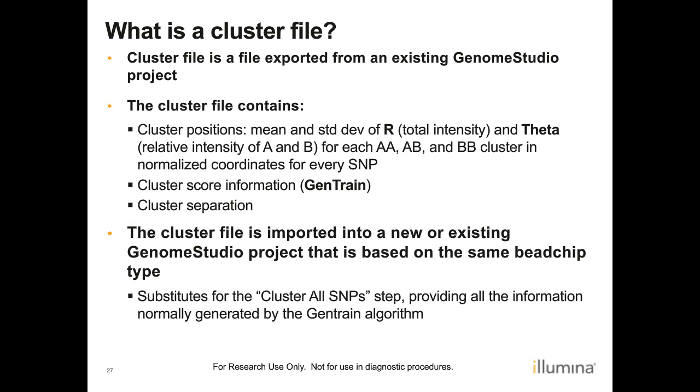It contains the cluster score information, the GenTrain score. And it contains the cluster separation score, which is another statistic that gives you quality. It tells you how separate the cluster ovals and centroids are from each other. The better the separation, the higher the cluster separation score.